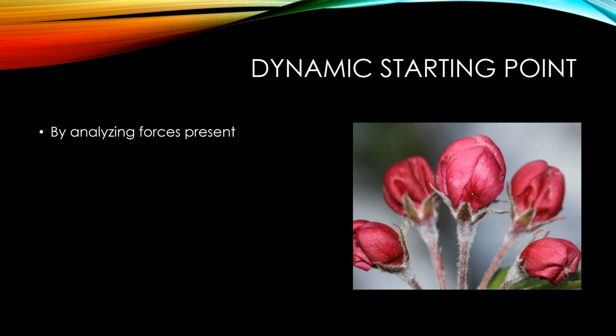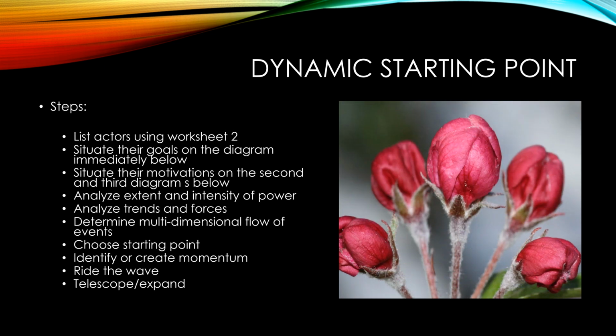The second method of identifying a dynamic starting point is by analyzing the forces present. The steps to this method are as follows. List the actors using Worksheet 2. Situate their goals on the diagram immediately below. Situate their motivations on the second and third diagrams also below. Analyze the extent and intensity of their power.